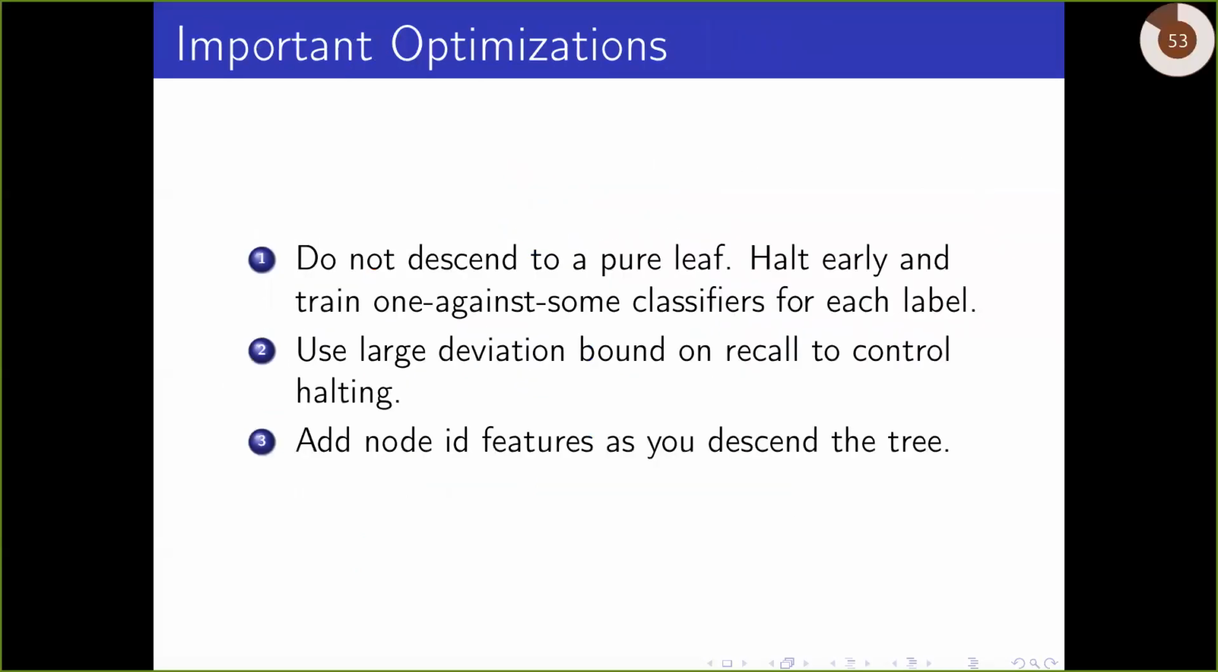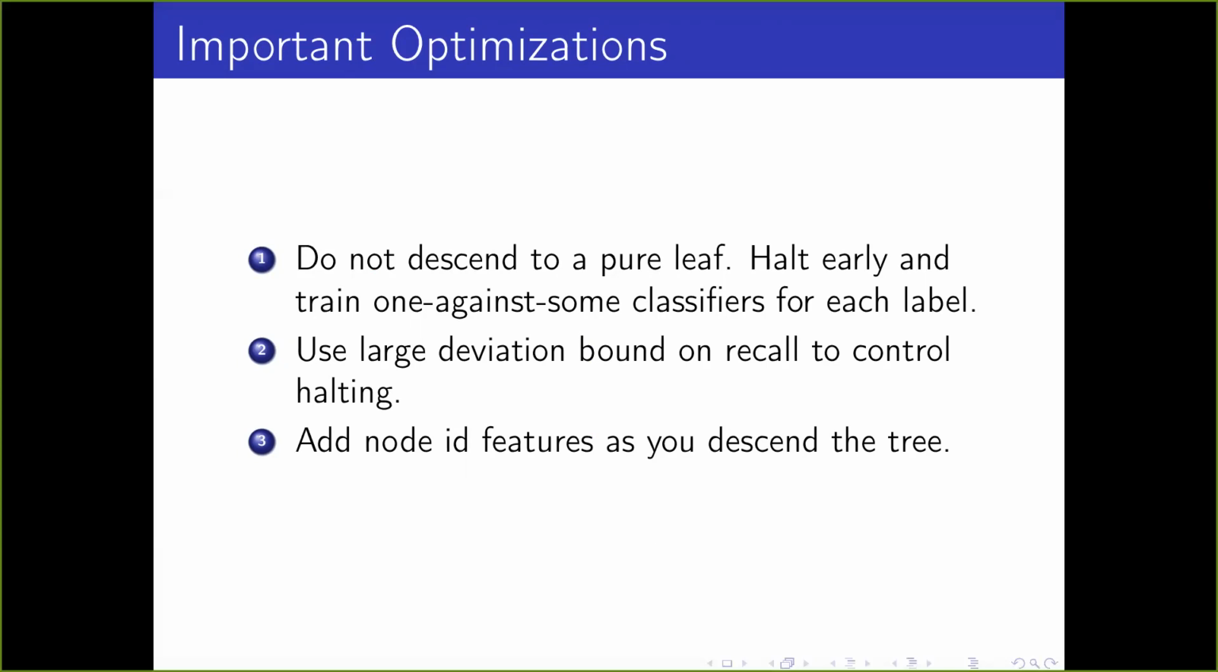Okay, so there are some important tricks that you want to do on top of this. We've defined how we're going to train at a node. Descending a tree is a straightforward thing, but you don't actually want to go all the way to a leaf because the number of examples at a leaf becomes too small. So you want to halt early. And now when you halt early, there's going to be a set of possible labels. So you need to figure out which one to predict.